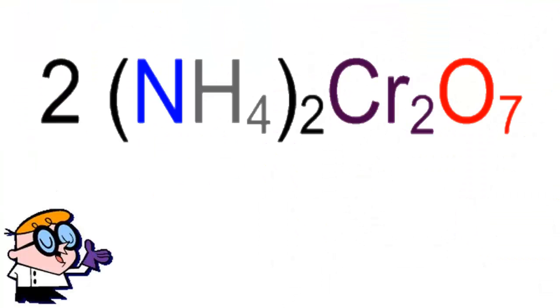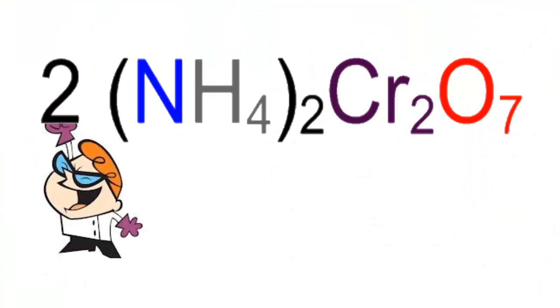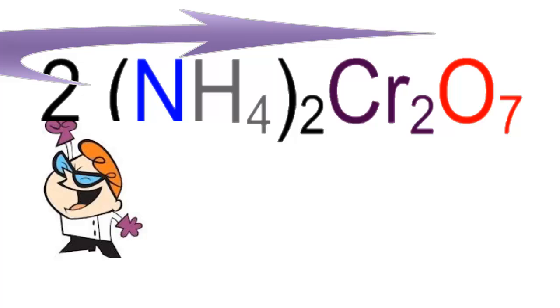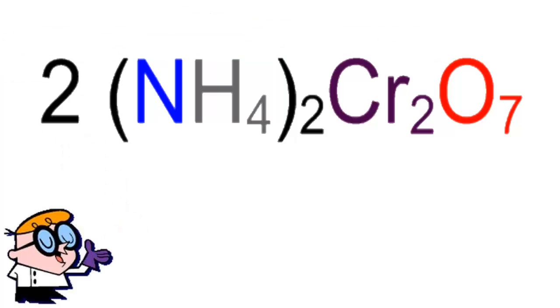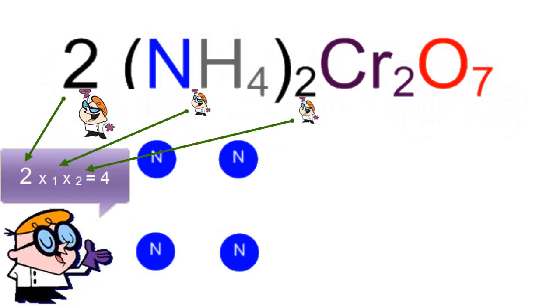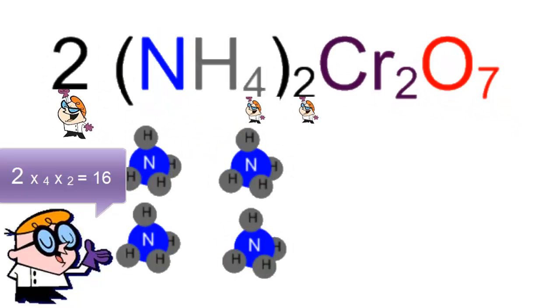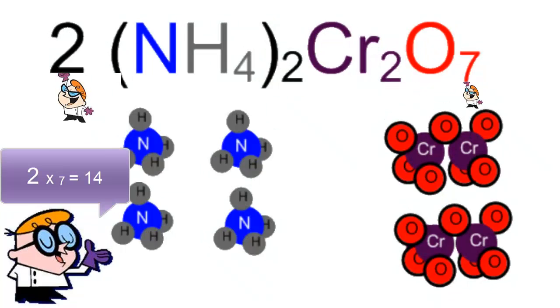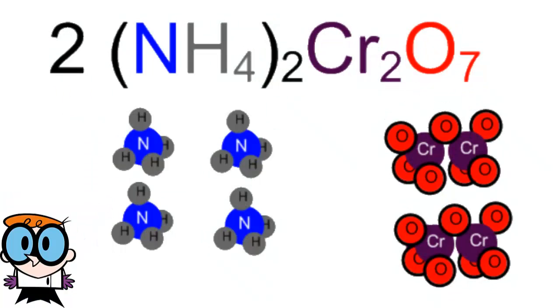We balance chemical reactions by changing the large number in front of the compound called the coefficient. Unlike subscripts, coefficients apply to the whole compound. So if I have 2 formula units of ammonium dichromate, I would have 4 nitrogen atoms, 16 hydrogen atoms, 4 chromium atoms, and 14 oxygen atoms.